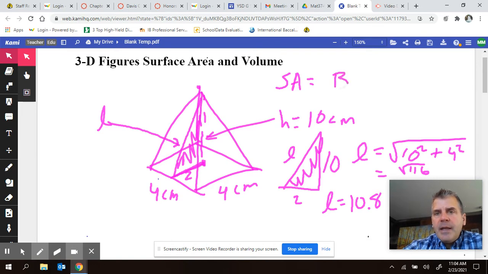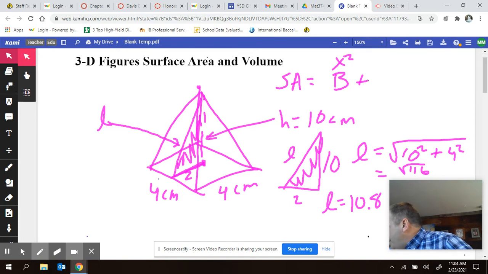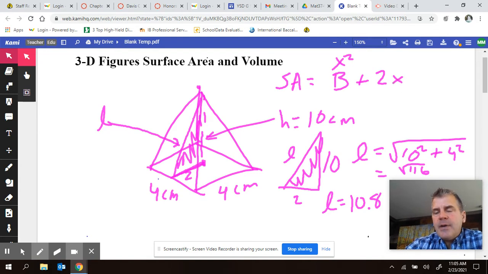So I'm going to add the area of the base. I'm going to call that big B. They don't do that in the text. They just say, if it's a square base, you're going to go x squared, or 4 squared in this case. But it's going to be the area of the base plus all the faces of that pyramid. And they're calling that 2xL, or 2 times that x value times L. So let's think about this. Why would it be 2xL?